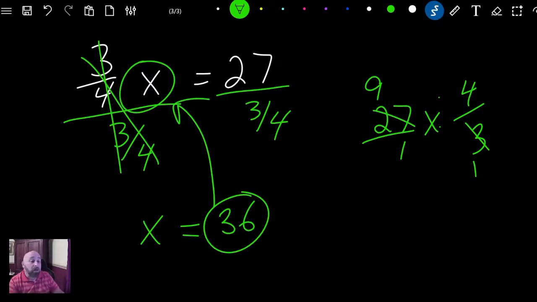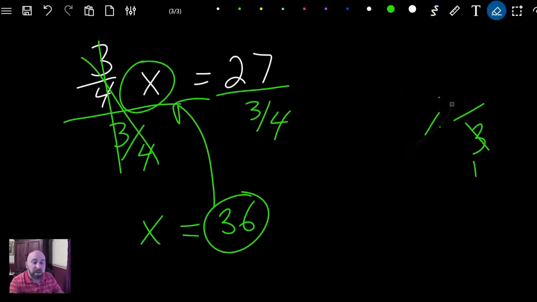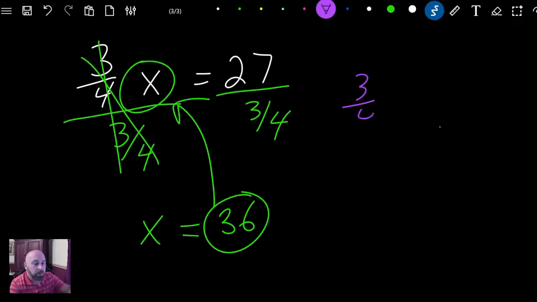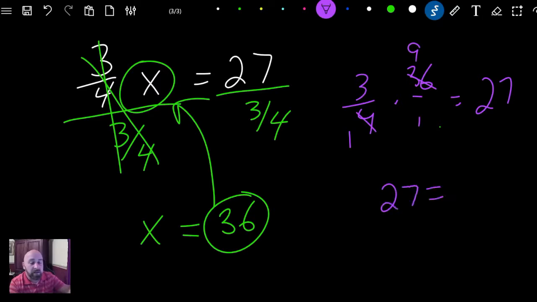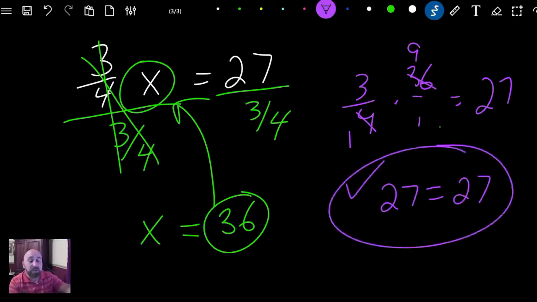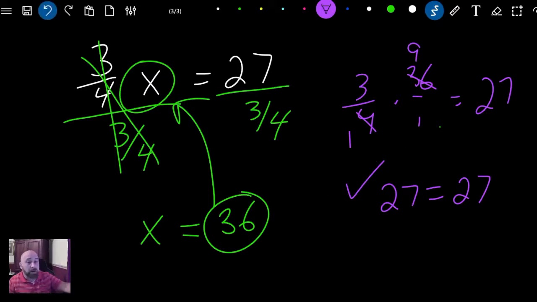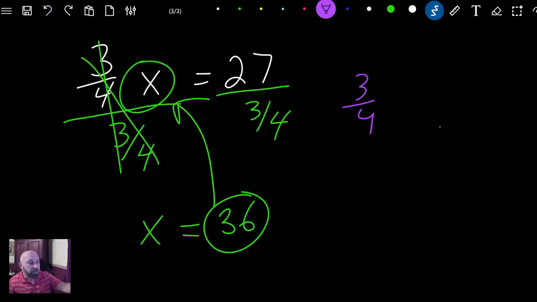Okay, now how do I check that one? Same way I've checked them all. I just go back up here and I say 3/4 times 36 over 1 equals 27. Well, let's see if it does. 4 cancels to a 1, that cancels to a 9. 3 times 9 is 27, equals 27. It does check out. Now, I told you I was going to show you a second way to do that one. And I know this is a little bit longer lesson, but I think it's important that you understand this, so I want to take a little extra time here.